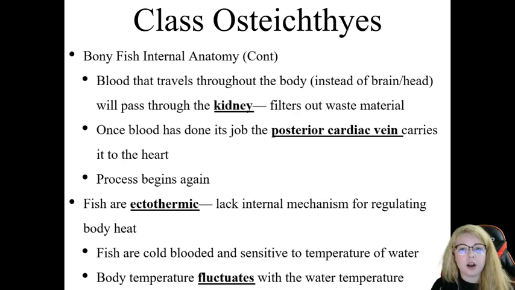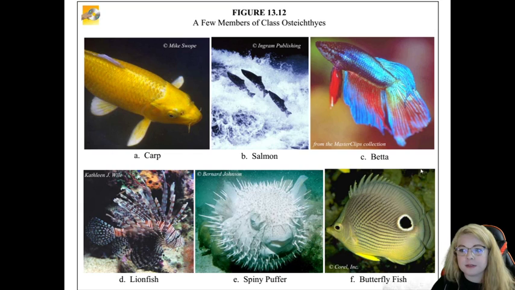Fish are considered ectothermic organisms, so they lack the internal mechanism for regulating body heat. And so fish are cold-blooded, and they're very sensitive to the temperature of the water they are swimming in. And so their body temperature fluctuates with the water temperature. Okay. And so this next slide is just some members from this class.